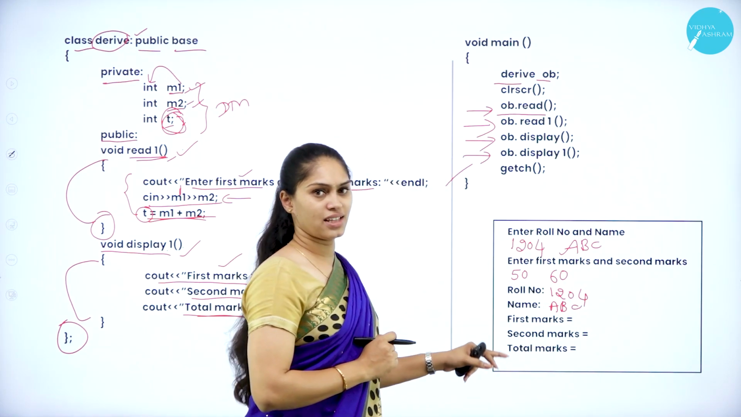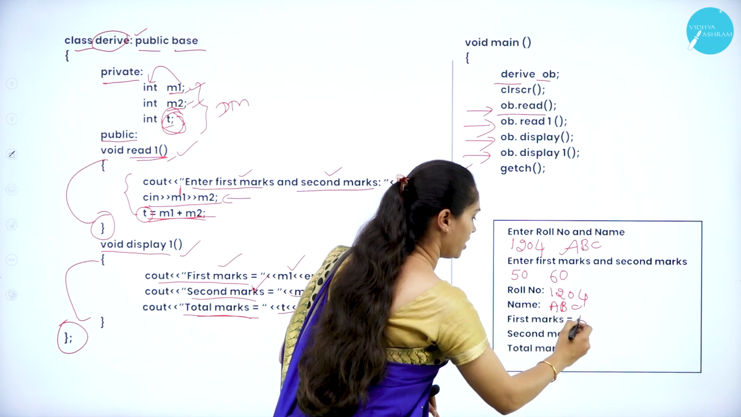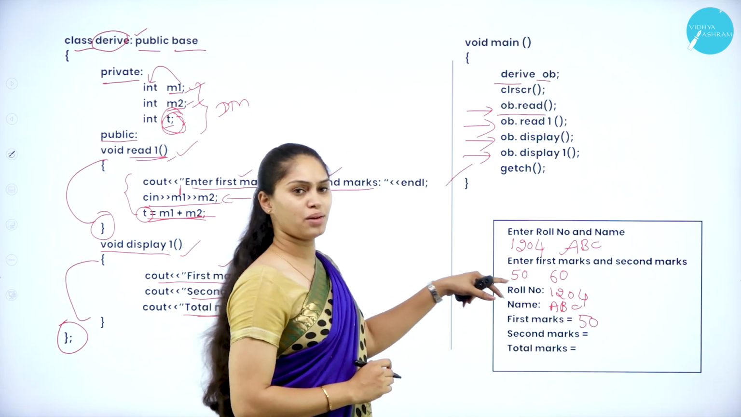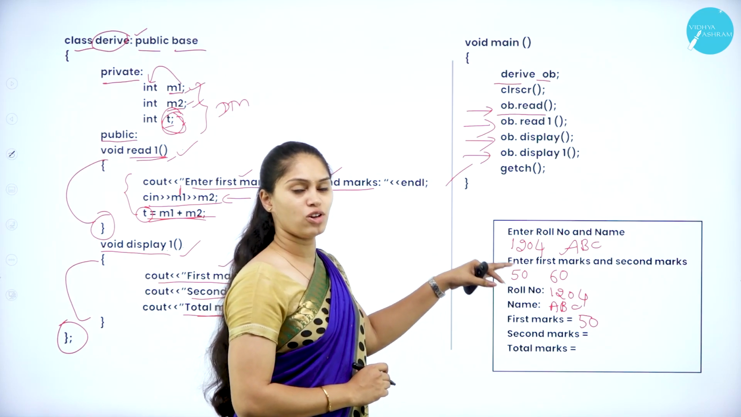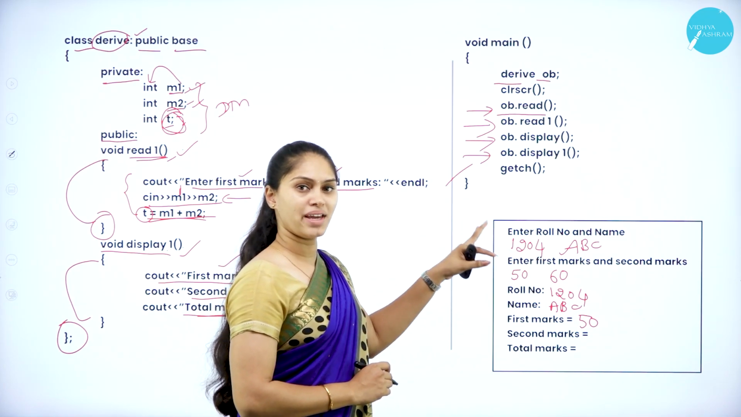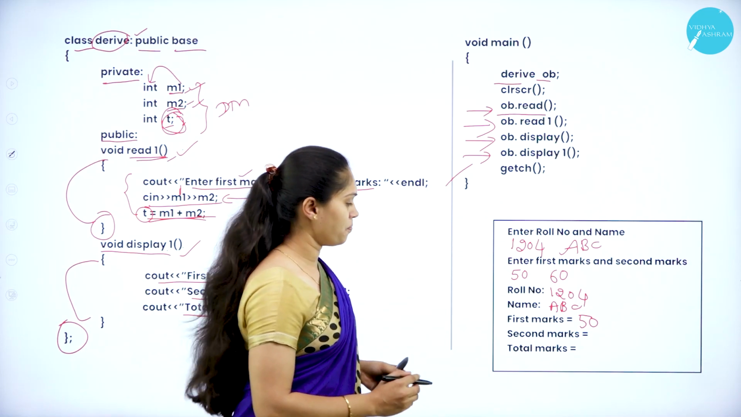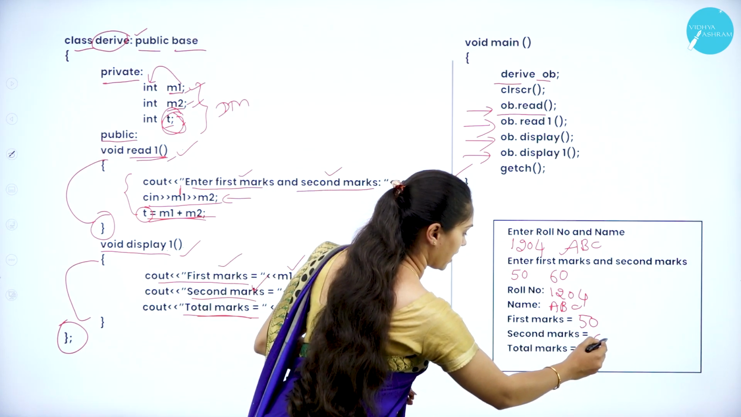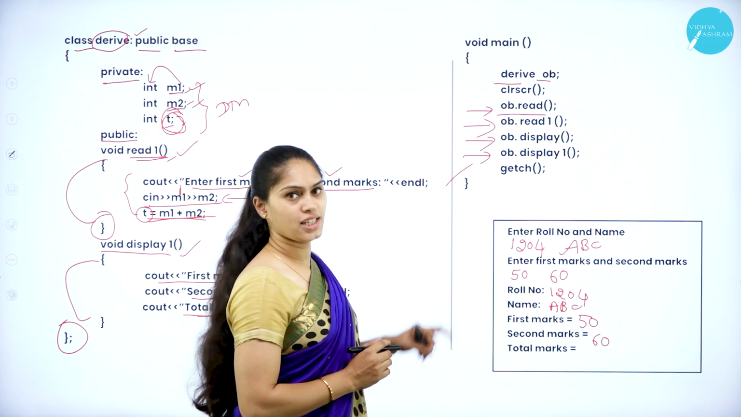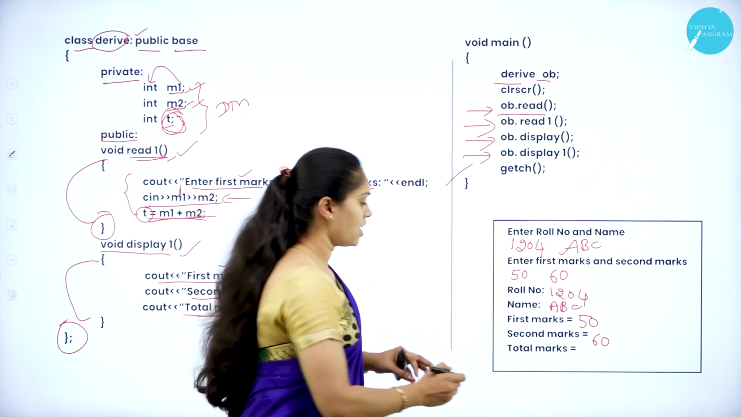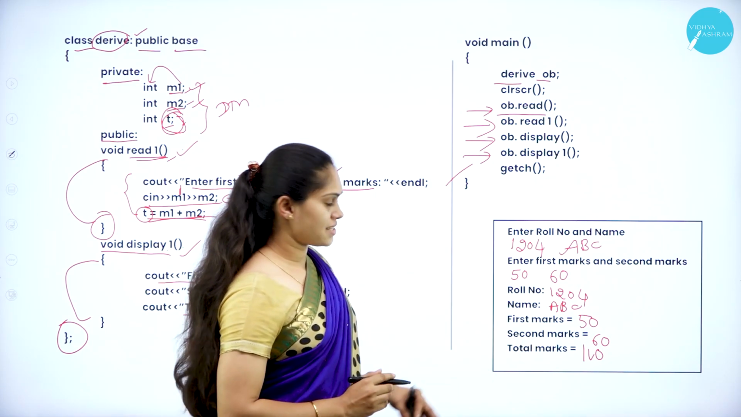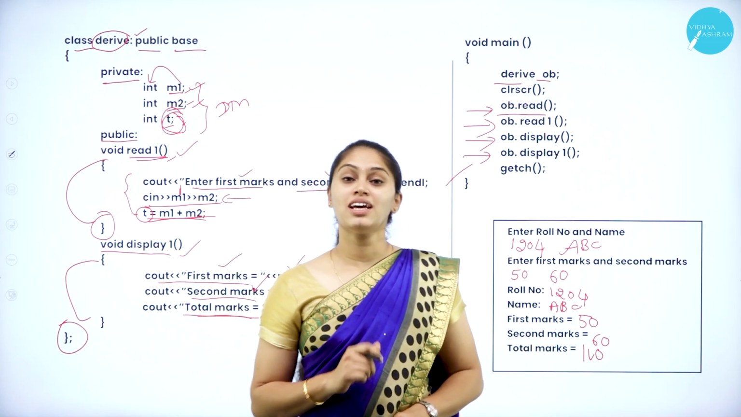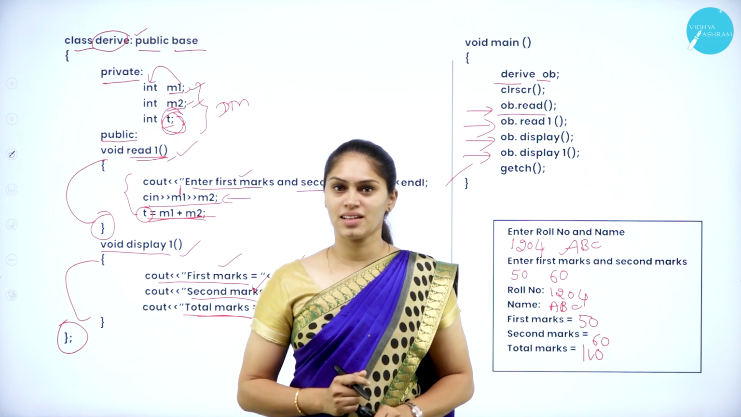Here you can see in the output that the first marks is 50 because already I have given it by making use of the read1 member function. I have given the value of m1 and m2 by making use of the read1 member function. Here, it will take the second subject marks as 60. What is the total of those two? That will be 110. That will be displayed in the last line of the display1 member function, that is total marks. Getting?